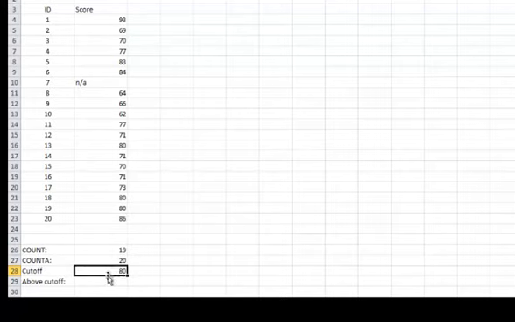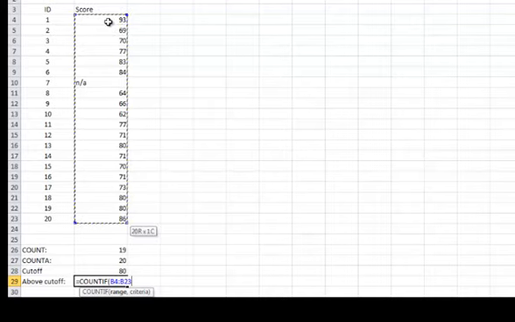Here's the cutoff already in B28. How do we use this cutoff to count how many responses are above the threshold? The answer is to use COUNTIF. You can see from the hint here, COUNTIF has just two arguments. The first is the range, the list of numbers. So it's the same, B4 to B23.